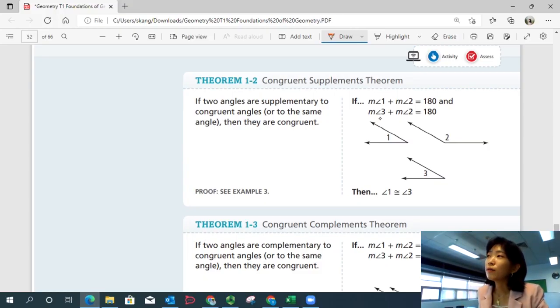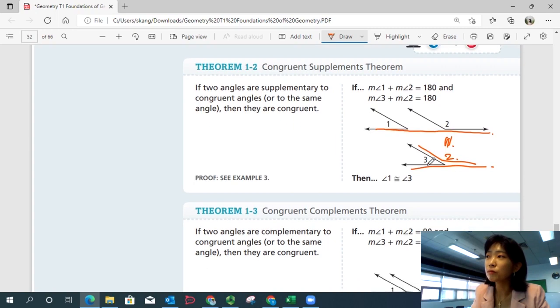So if measure angle 1 and 2 is equal to 180, then this should be a straight line. And if measure angle 3 and 2 add up to 180, then they should also make a straight line. But angle 2 should be the same. So that means there's only one supplementary angle that is supplementary to angle 2. So angles 1 and 3 must be the same. Okay, we can prove that. We're going to prove that in example 3.